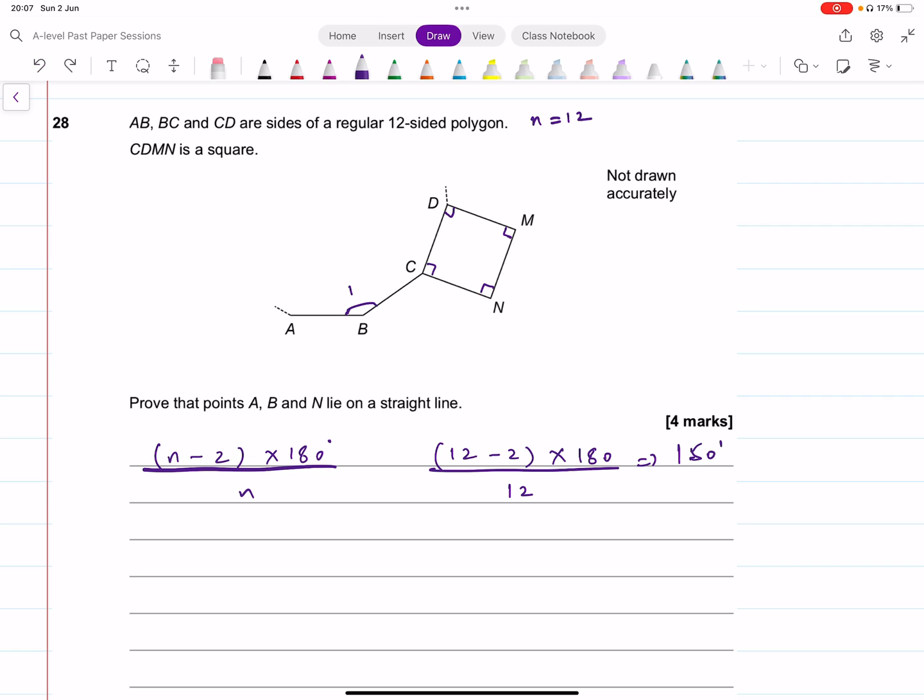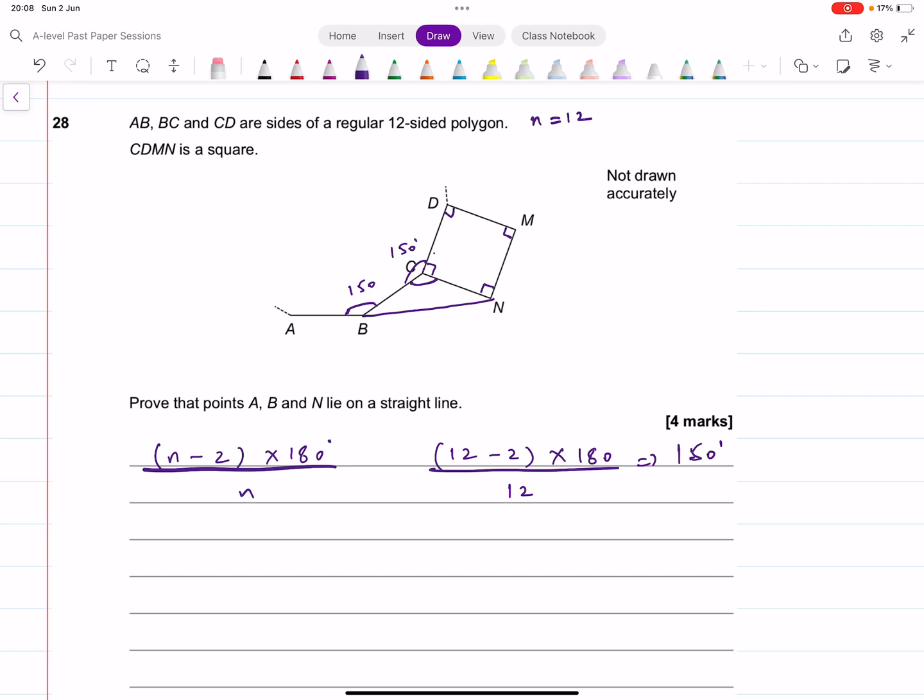So all of these interior angles of the polygon are 150 degrees. All right, so this is 150. Now, if this is 150, let me connect B and N first. If I connect B and N, then what do I know about this triangle? I know that this is 90. I know that this is 150. Can I work out this remaining angle?